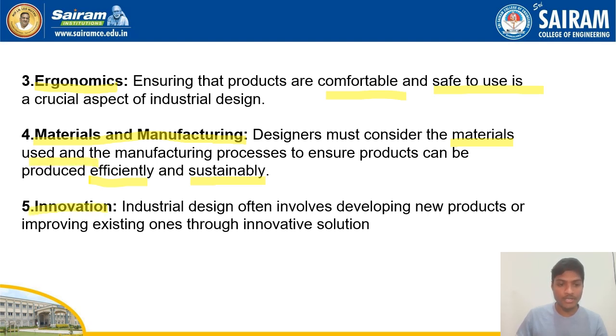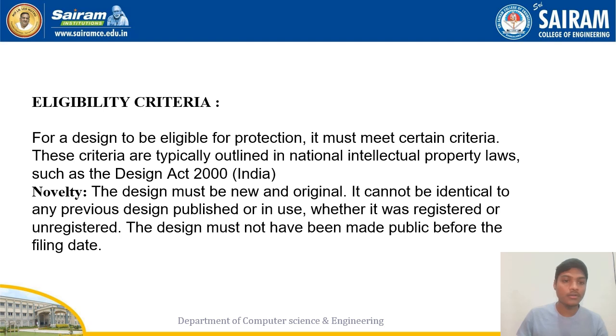The fifth is innovation. Industrial design often involves developing new products or improving existing ones through innovative solutions. Innovation is creating new things which did not exist, or improving the existing ones. The design must be unique. Now eligibility criteria. We'll see what the eligibility criteria are for an applicant to apply for industrial design.